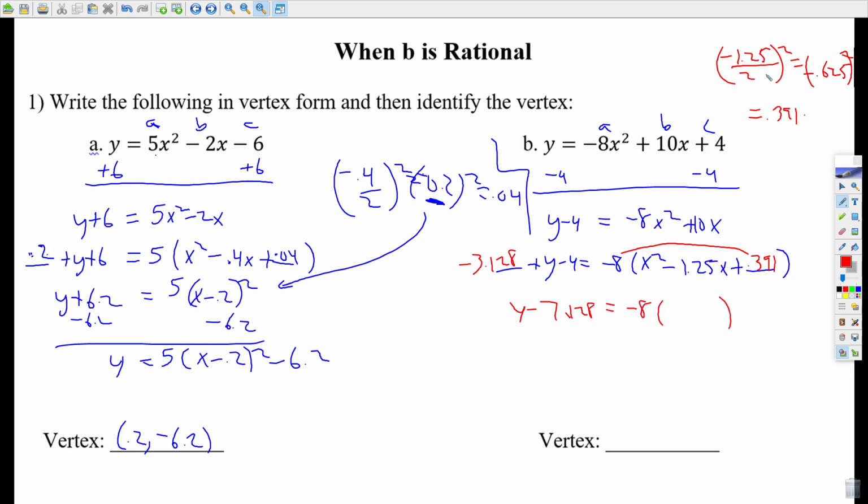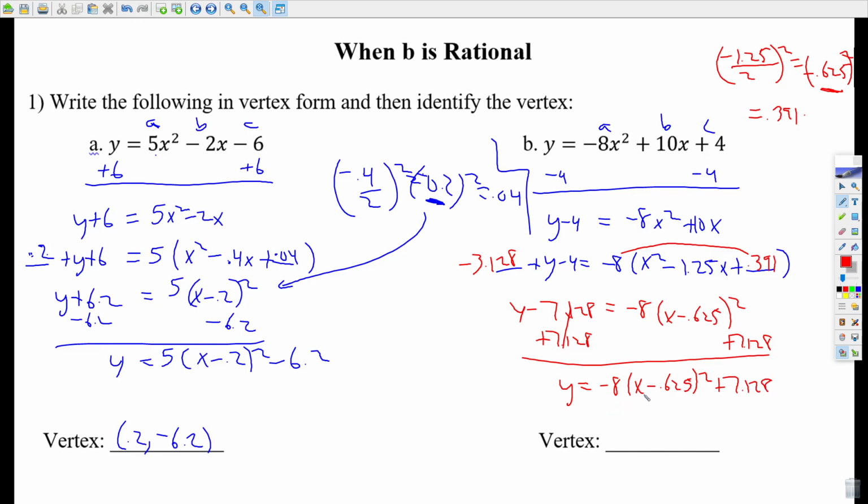And then again, if you remember, the shortcut is to use this number right here. So it'd be x minus 0.625 squared. And then we'll bring this number over by adding it, 7.128. And that'll be our final answer. So it's -8 with x minus 0.625 squared plus 7.128. Pretty ugly. And as a vertex, that would be positive 0.625 and positive 7.128. So yeah, it gets pretty nasty after a little bit.